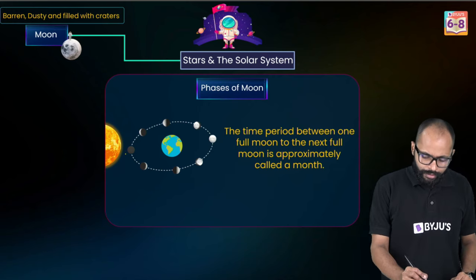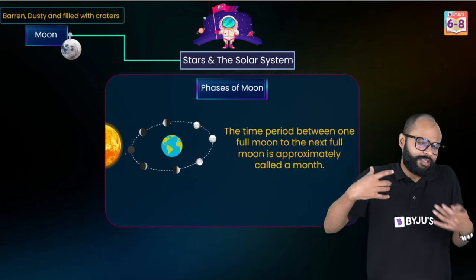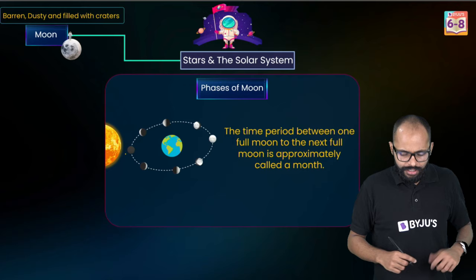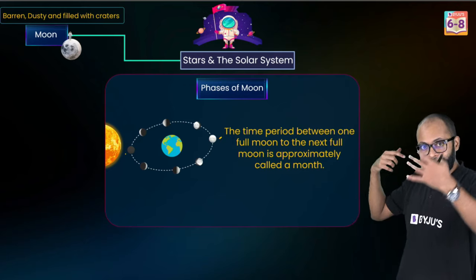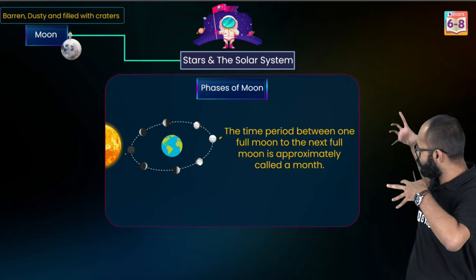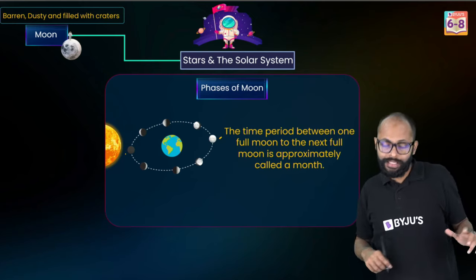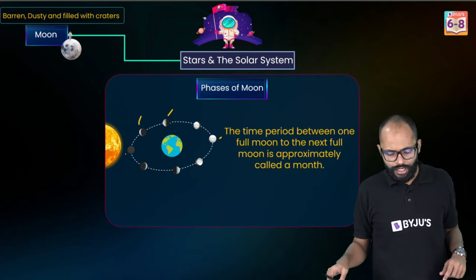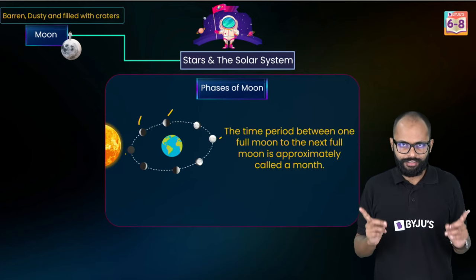When the moon is, distance-wise, between the Earth and the Sun, we see the shadow part, and that's what we call the new moon, amavas. When it is on the backside, sunlight is falling on the moon and the moon is fully visible to you. That is the full moon, purnima ki raat. Apart from that, this is a crescent, and this is a half moon, right? All these things we have done in the one shot.